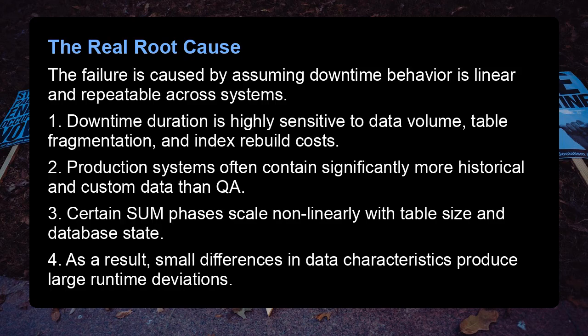The real root cause. The failure is caused by assuming downtime behavior is linear and repeatable across systems. 1. Downtime duration is highly sensitive to data volume, table fragmentation, and index rebuild costs. 2. Production systems often contain significantly more historical and custom data than QA. 3. Certain SUM phases scale non-linearly with table size and database state. 4. As a result, small differences in data characteristics produce large runtime deviations.